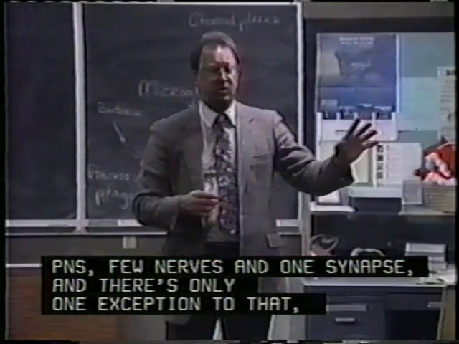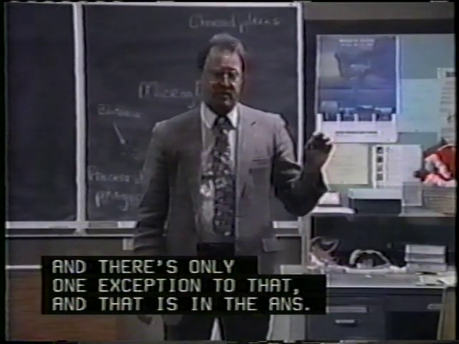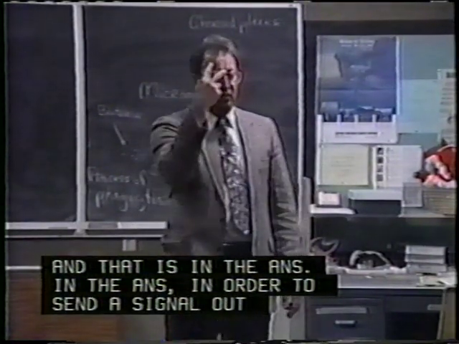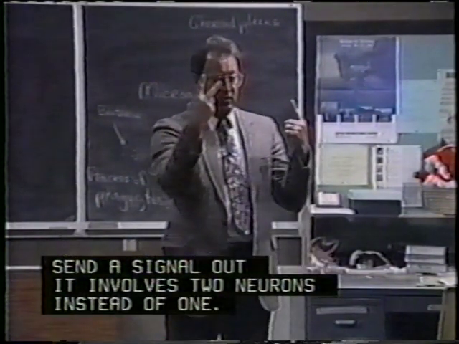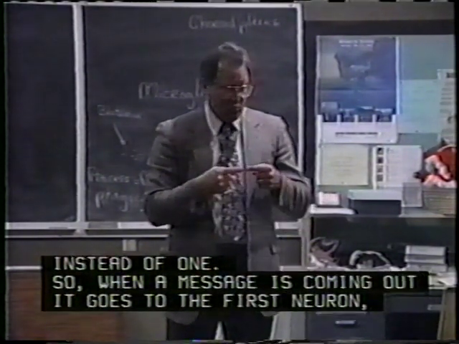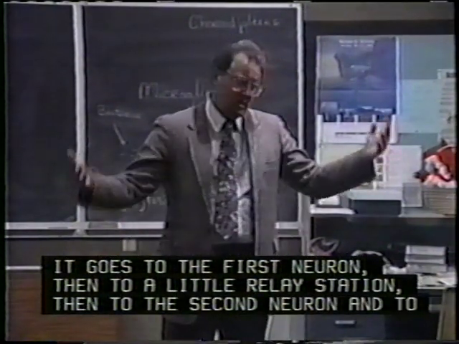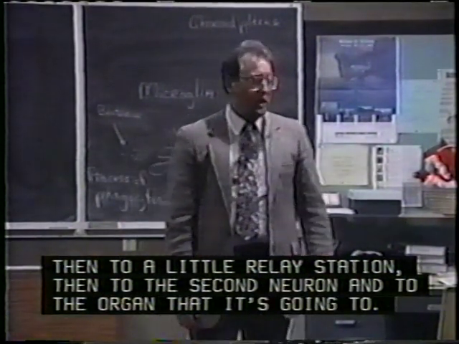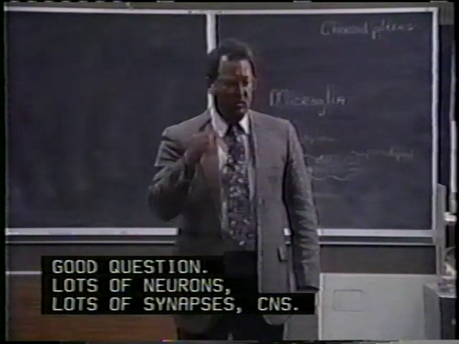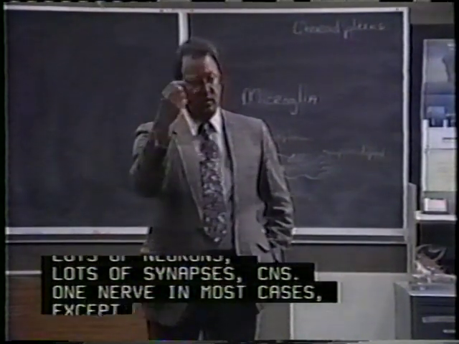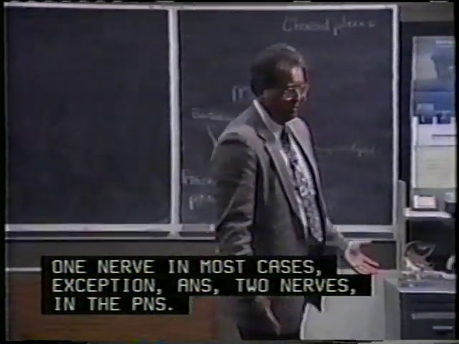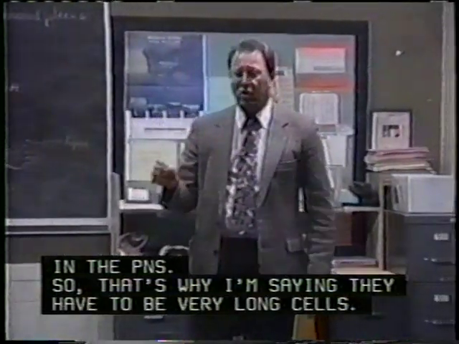And there's only one exception to that, and that is in the ANS. In the ANS, in order to send a signal out, it involves 2 neurons instead of 1. So when a message is coming out, it goes to the first neuron, then a little relay station, then to the second neuron, and to the organ that it's going to. Okay? Good question. Lots of neurons, lots of synapses, CNS. 1 nerve in most cases. The exception, ANS, 2 nerves in the PNS. So that's why I'm saying they have to be very long cells.